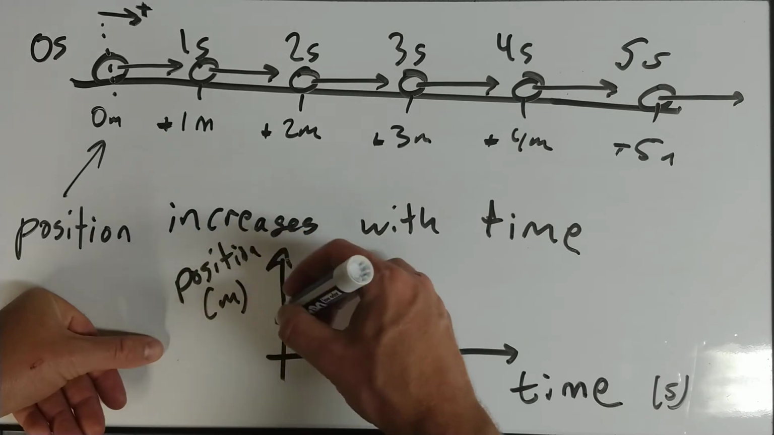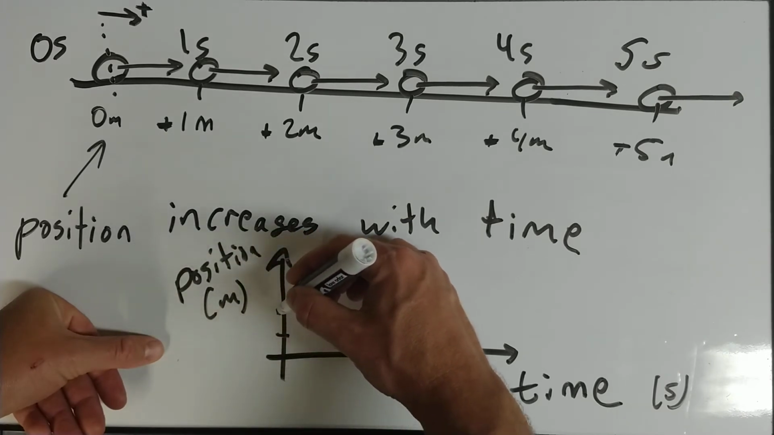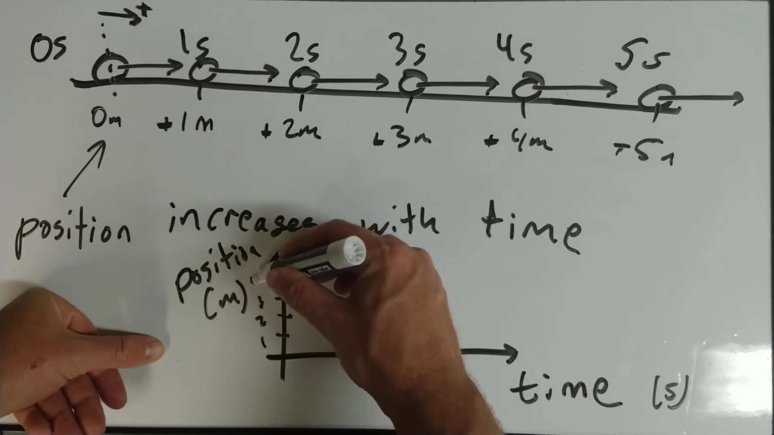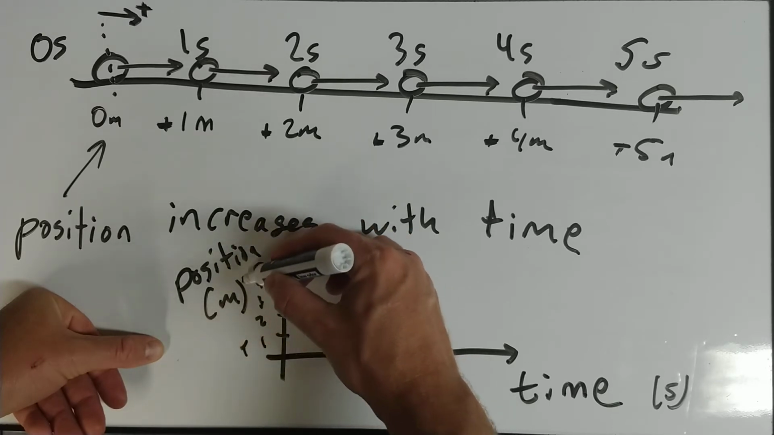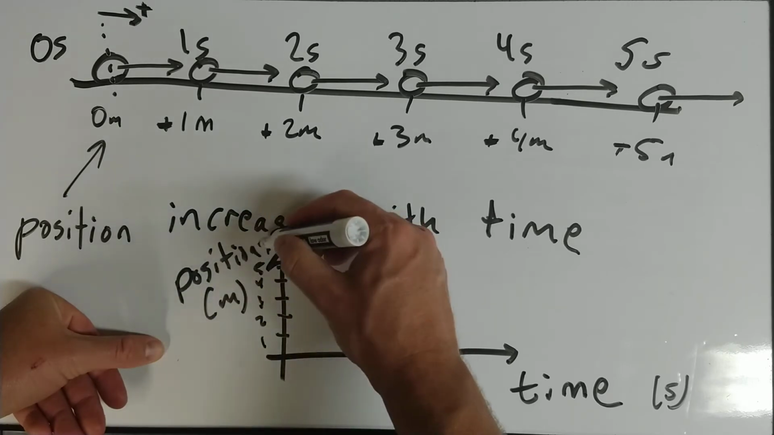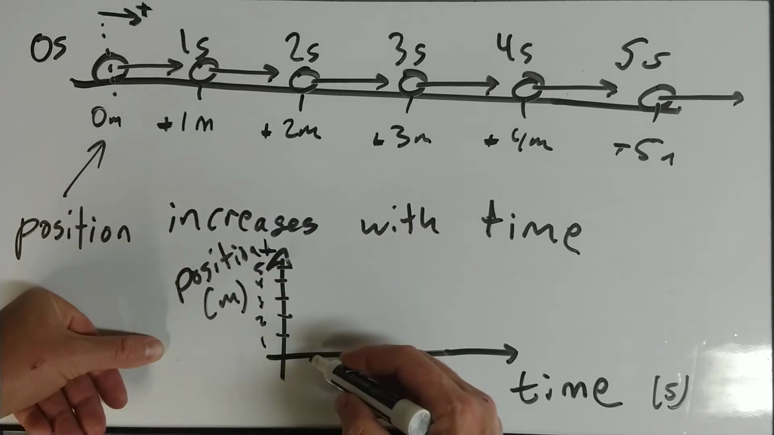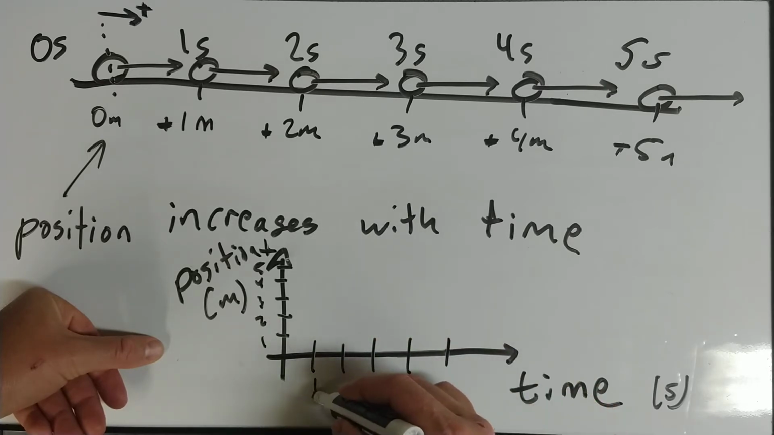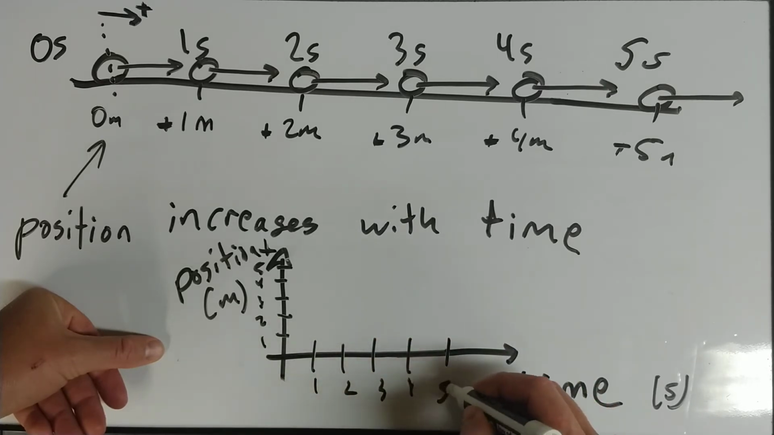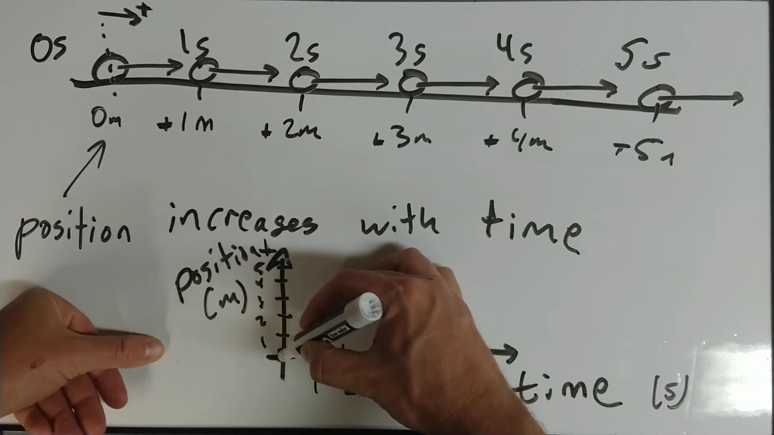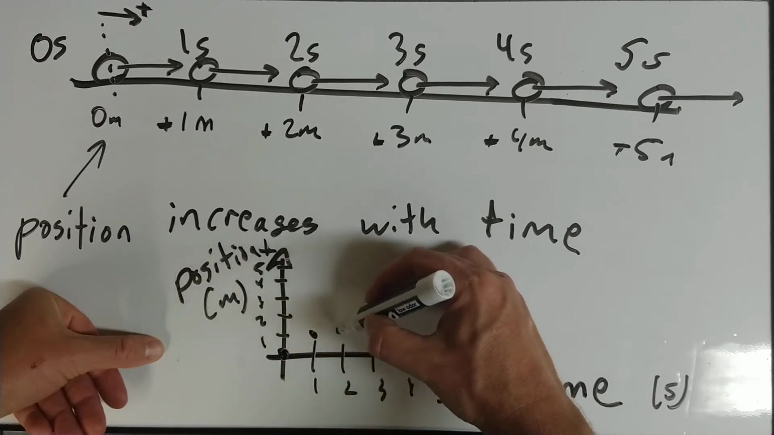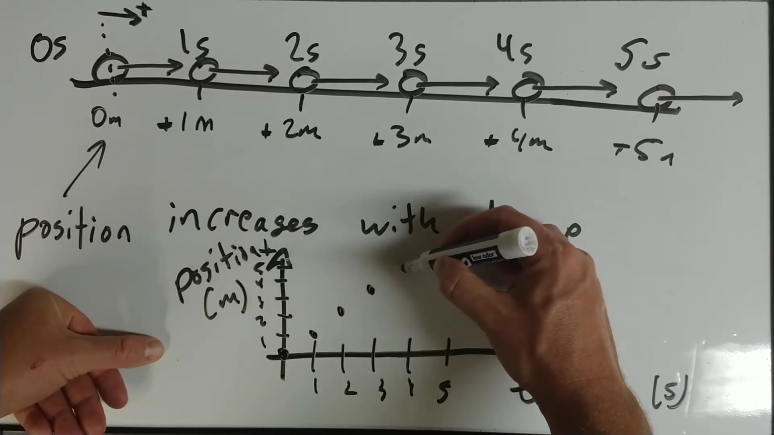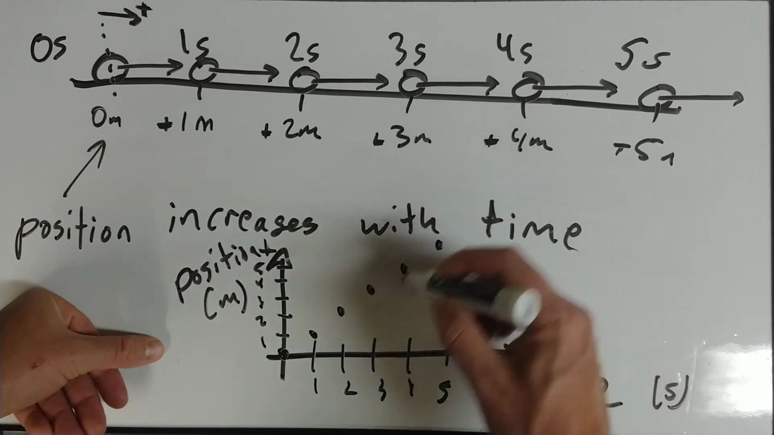So, position, okay, I can make a scale here. 1, 2, 3, 4, 5. This is the positive direction on the scale. And time, 1, 2, 3, 4, 5 seconds. So, at 0 seconds, it was at 0 meters. At 1 second, it was at 1 meter. At 2 seconds, 2 meters. At 3 seconds, 3 meters. At 4 seconds, 4 meters. At 5 seconds, 5 meters.